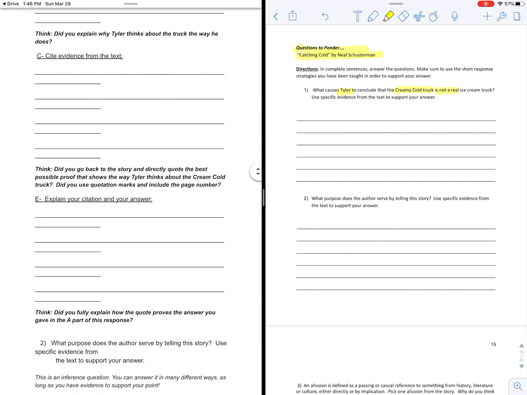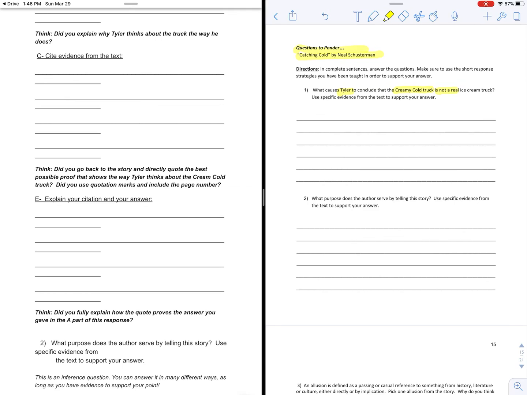And then your C step would be that proof, that evidence that you're pulling directly from the text. Now, the C step reminds you that you have to put quotation marks and you have to include the page number. So wherever you're quoting from, I should be able to find it because it should be super easy. You should put quotes before it and you should put the page number after it.